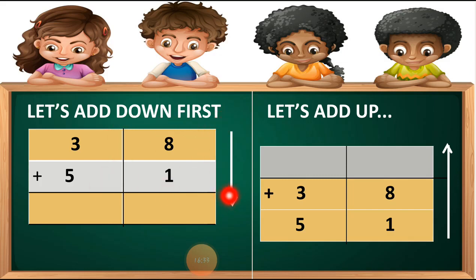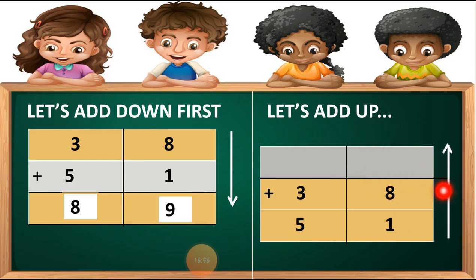Let's add down first. So 8 plus 1 is equal to 9. Then the tens column, which is 3 plus 5 is equal to 8. So here our answer is 89. So here we want the answer 89 if our sum is right. Now 1 plus 8, here we are adding up.